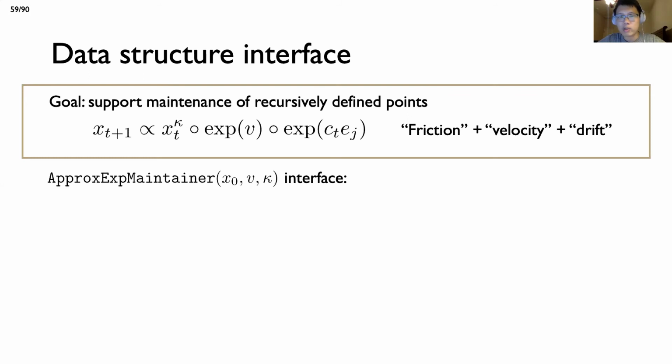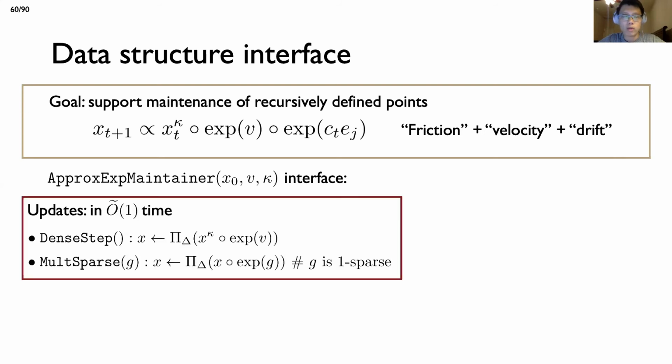We now state the interface that we need out of our data structure, which we call approx x maintainer. It needs to support two kinds of updates in near constant time. The first, which we call dense step, exponentiates the current iterate by kappa and multiplies by a fixed dense vector, then renormalizes. The second, which we call multisparse, exponentiates a single coordinate and then renormalizes. Clearly, each iteration of our method is the composition of a dense step and a multisparse.